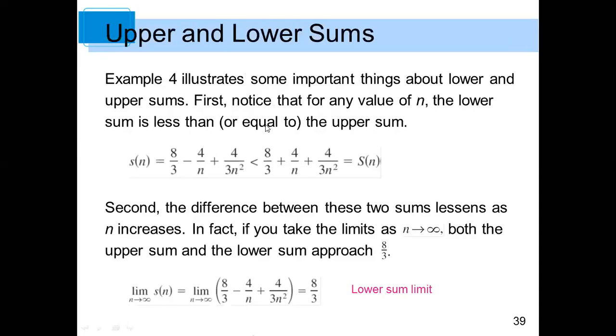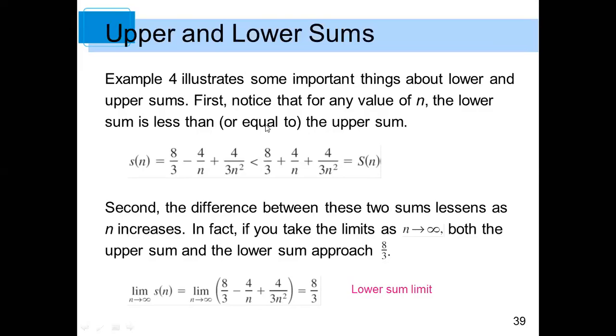So example 4 illustrates some important things about our lower and upper sums. First, notice that for any value of n, the lower sum is less than or equal to the upper sum. Second, the difference between these two sums lessens as n increases. Remember, n is the number of subdivisions, so it's the number of rectangles. As the number of rectangles increases, you have to squeeze more rectangles into that region so they're going to get thinner, so you're going to get a better and better approximation of the area under the curve.